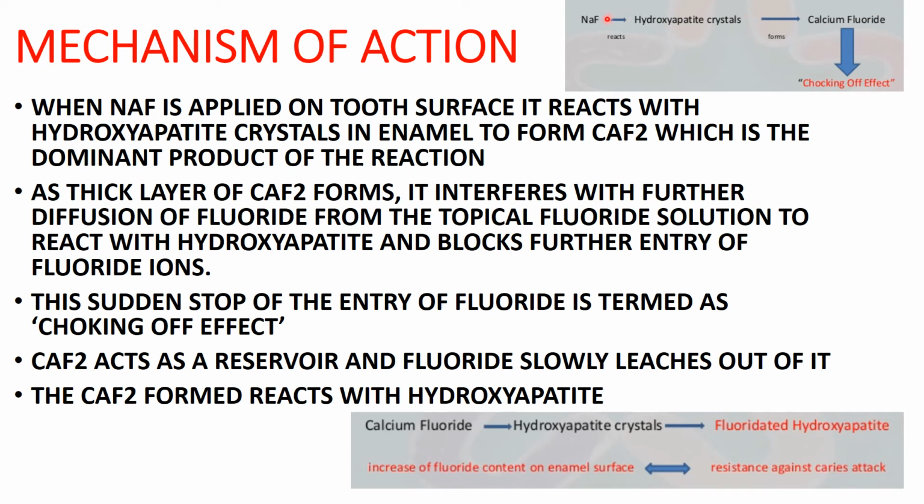Now as you apply the sodium fluoride on the hydroxyapatite, that is your enamel, it leads to the formation of calcium fluoride. After this application, there is a thick layer of calcium fluoride formed. It interferes with the further diffusion of the fluoride from the topical fluoride solution to react with the hydroxyapatite. Obviously you cannot see it, but there is a thick layer of calcium fluoride formed. After that, there is blockage of the further entry of the fluoride.